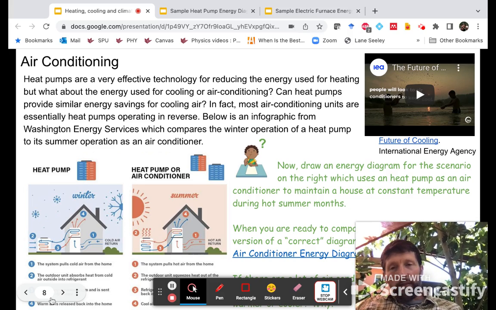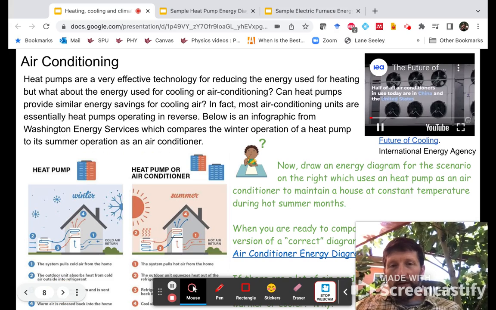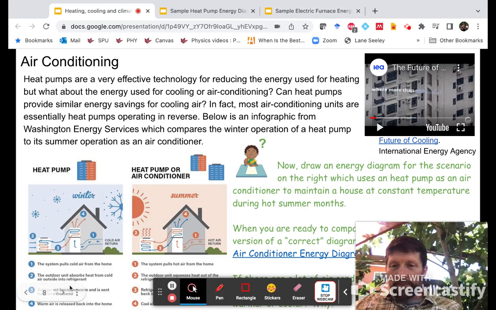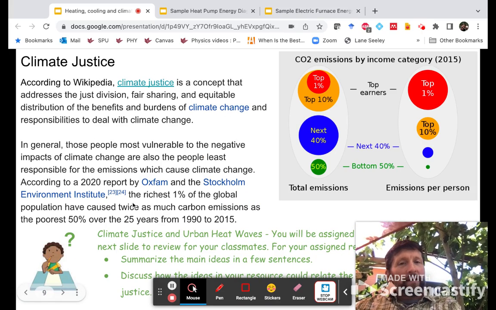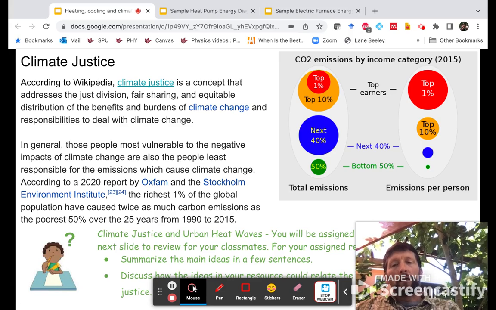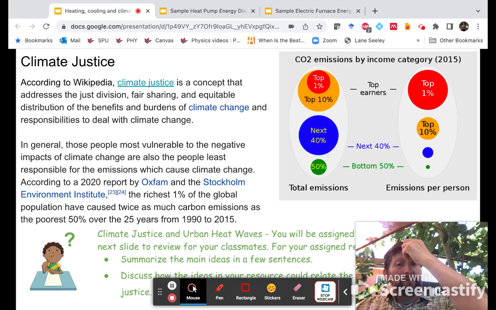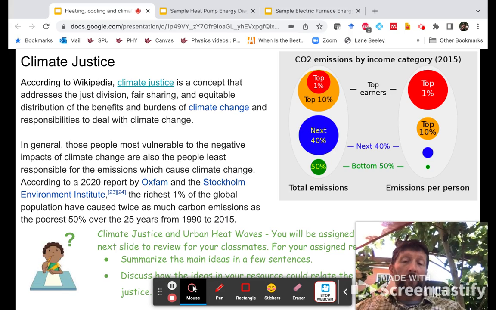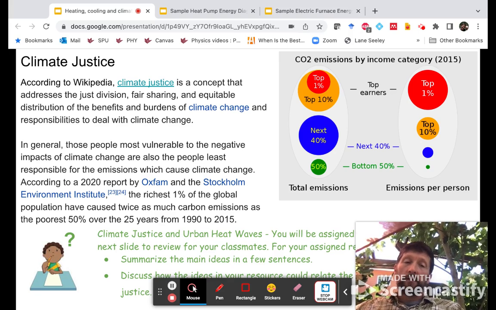Right? And so that presents this question for them, and then we talk a bit about climate justice, and specifically describing climate justice as this issue where, for example, the richest 1% of the global population has caused twice as much carbon emissions as the poorest 50% over the last 25 years, and yet it's really those poorest 50% or even the poorest 10% who are going to bear the greatest burden of the changing climate. Right? So those who are least responsible for the changing climate are also those who are bearing the greatest burden.